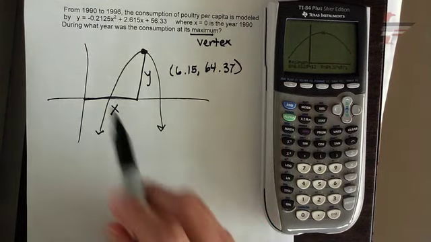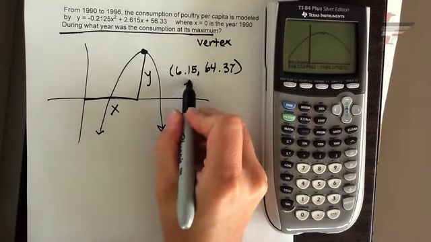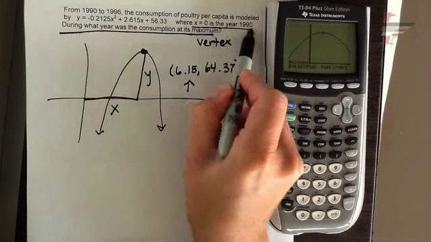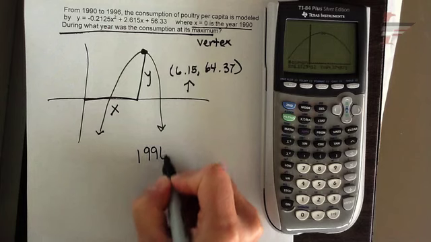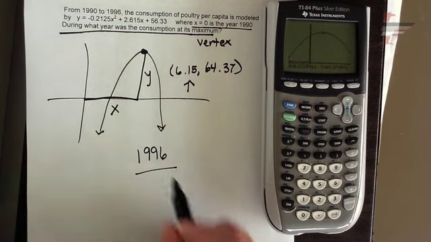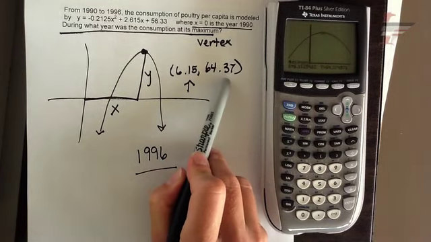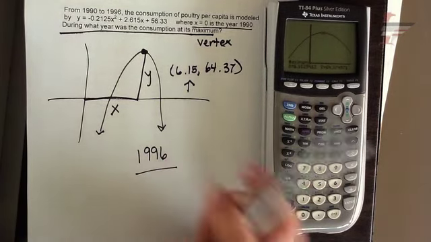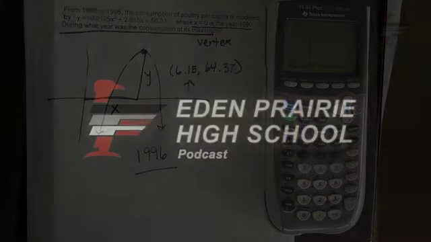Now answer the question, during what year was the consumption at its maximum? Well, X is the year. X equals 0 is the year 1990, so 6 would be during the year 1996. And if it asked for the maximum consumption for poultry, it would be 64.37, whatever the units are per capita. And that was not too bad on your calculator.